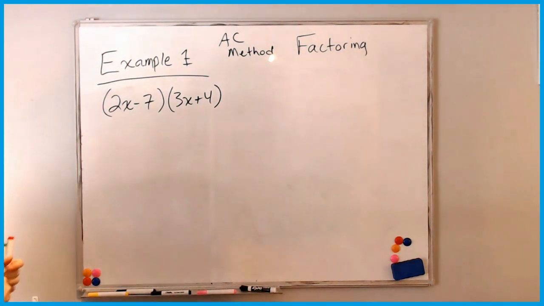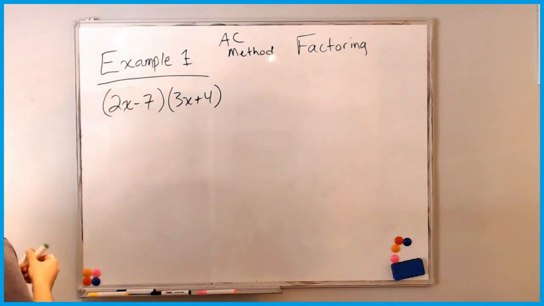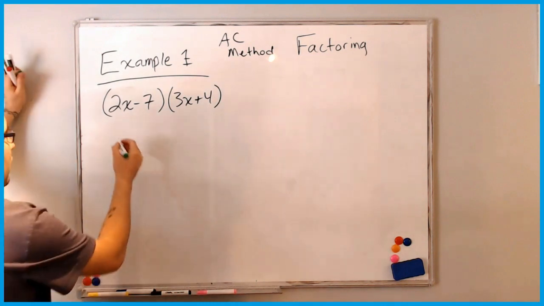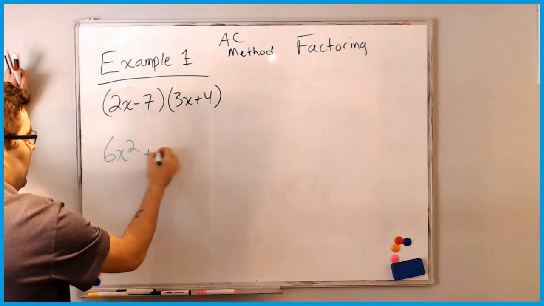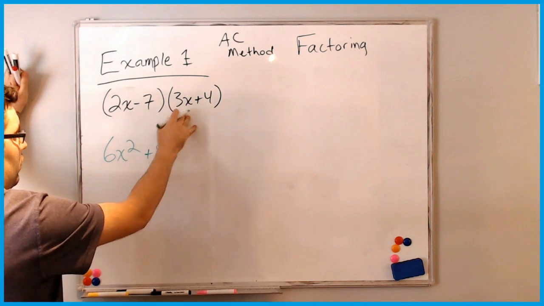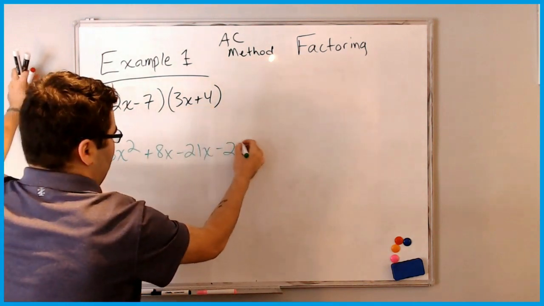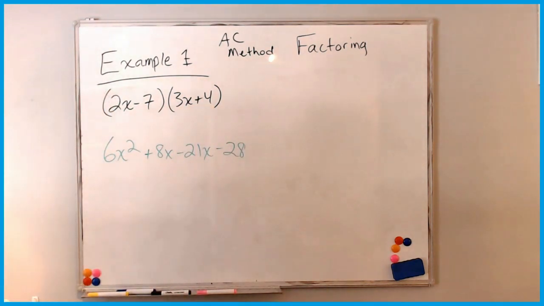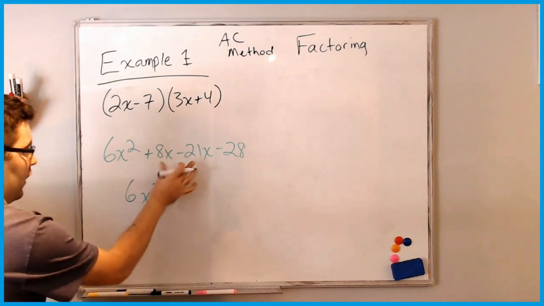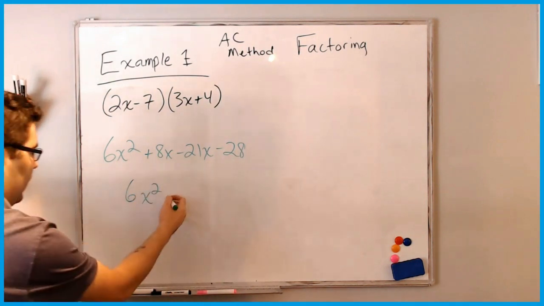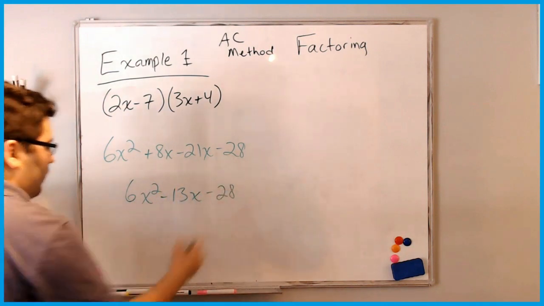Obviously, this is not a factoring problem the way it's presented. It's a multiplication problem. But if we wanted to do this, then you do 3x times 2x. You get 6x squared. You do 2x times 4, which is 8x. Negative 7 times 3x, which is minus 21x. That's kind of interesting. And then negative 7 times 4, which is minus 28. I'll go ahead and simplify it actually. So then you get 6x squared. Combine like terms, an 8 and a 21 makes a 13. But that's a negative 21, so it's a negative 13x minus 28.